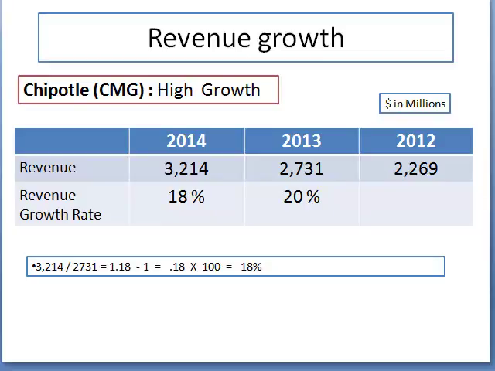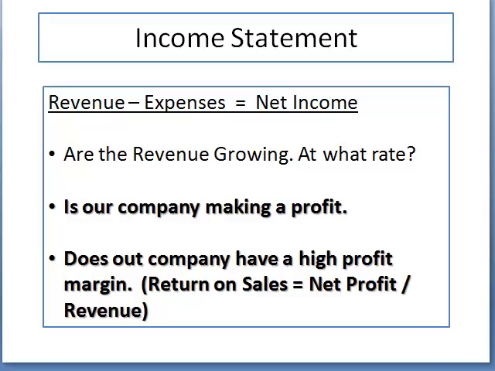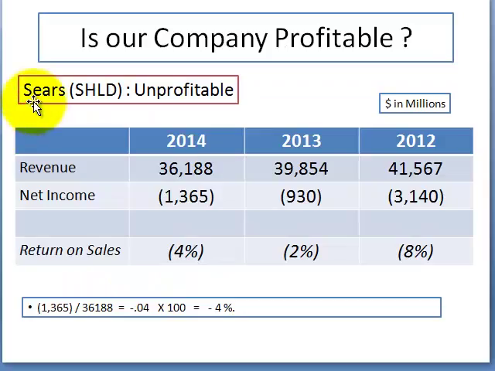So, the first question I would ask is, is the business growing or is the business shrinking? In the case of Sears, it's shrinking, and in the case of McDonald's, it's moderate growth. In the case of Chipotle, it's quite high growth. So the second thing I'd want to know is, is the company making a profit? So again, we went to Yahoo Finance and took a look at some of these.